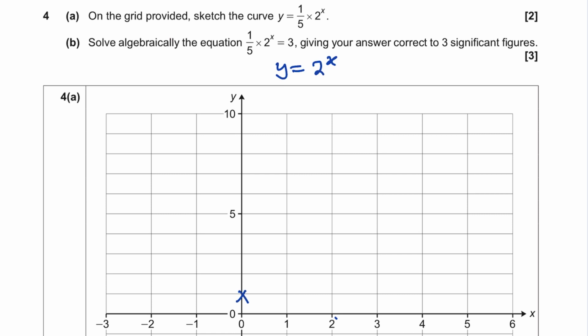When x is 1, y is 2. When x is 2, y will be 4. When x is 3, we have 2 to the 3, which is 8, and so on. Now let's look at negative x values. So when x is negative 1, we're going to have a half. When x is minus 2, we're going to have a quarter. And we can see that these values are getting smaller and smaller. They're halving.